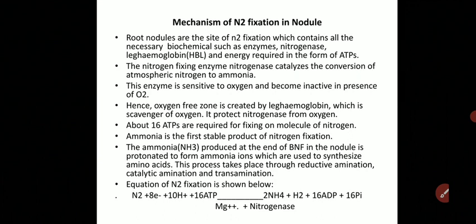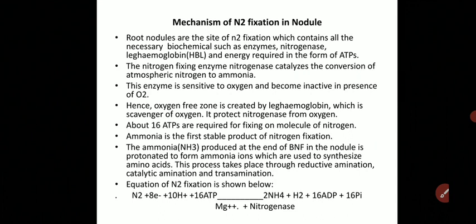The equation of nitrogen fixation is given below. First, that is N2 plus 8 electrons plus 10 H+ ions plus 16 ATPs. With the help of Mg++ ion and the enzyme nitrogenase, it is converted into 2 NH3, that is 2 molecules of ammonia, plus H2 plus 16 ADP plus 16 inorganic phosphate, that is Pi.